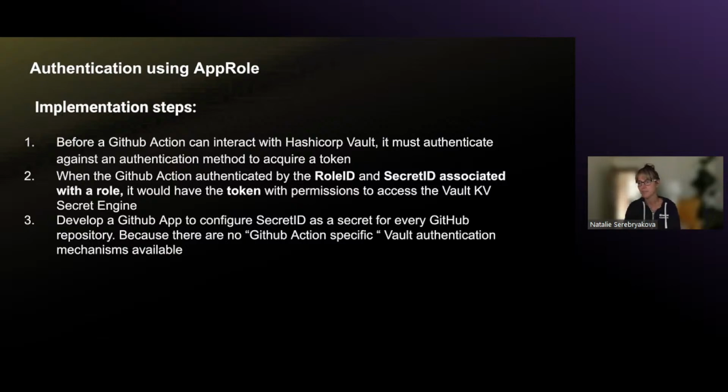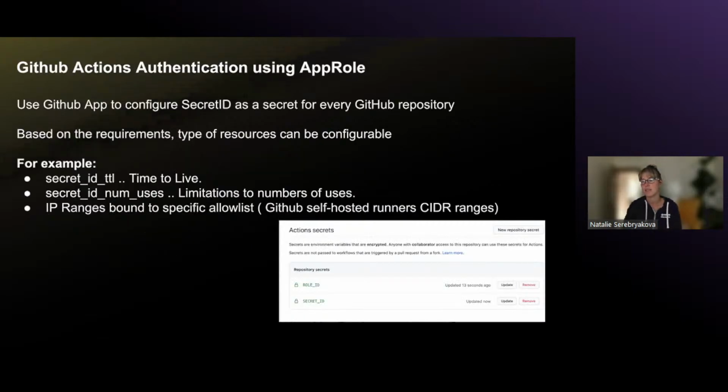And the question was how to actually do it, because there is no good or common way or practice on the market at this point. So we decided to build a GitHub app, which does exactly this work. This slide describes what the GitHub app will do in this scenario. It will add role ID and secret ID to each and every repo on creation. And then the secret ID can be configured. As I said, it could have a TTL or a number of uses.